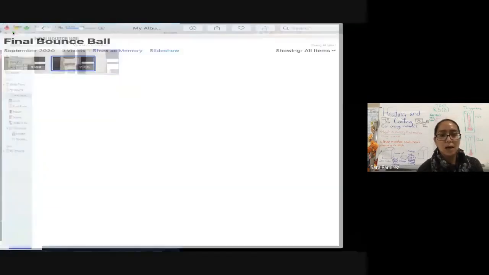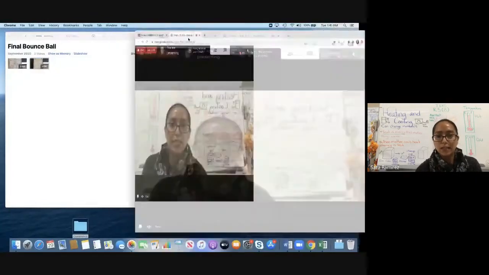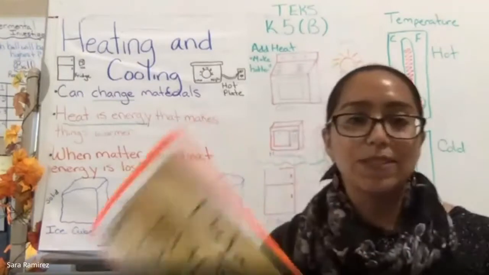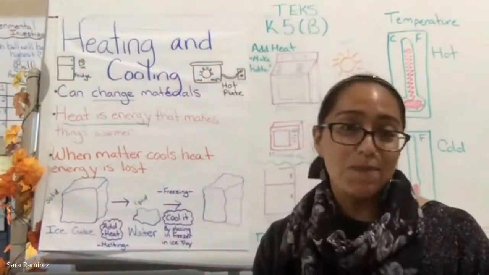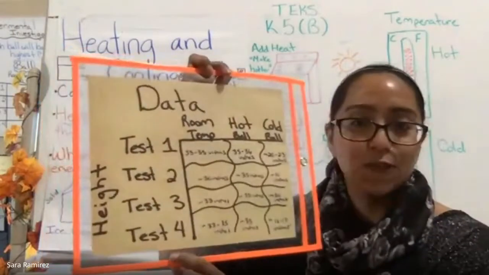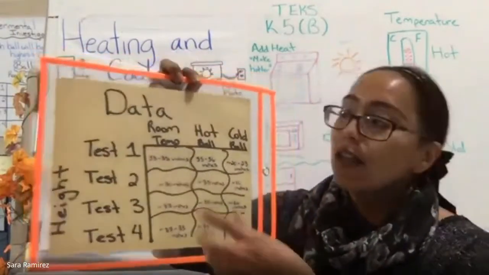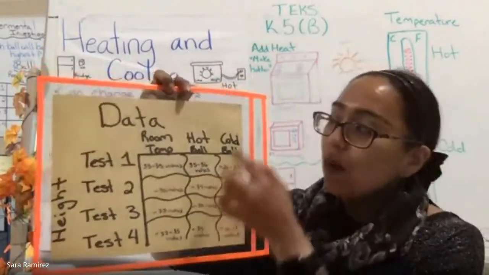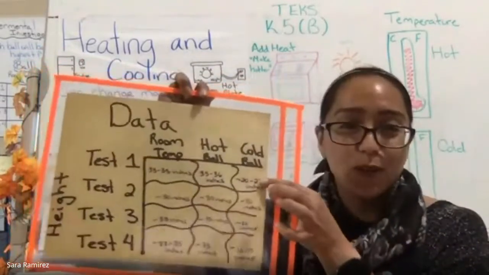Okay, I'm going to stop sharing the screen and then we'll talk about our results. So hopefully you guys were able to see that the ball that did not bounce very high was actually the cold ball. And I conducted this test 4 times, and overall, the hot and room temperature balls had the highest bounce height, while the cold bouncy ball always had the lowest one.